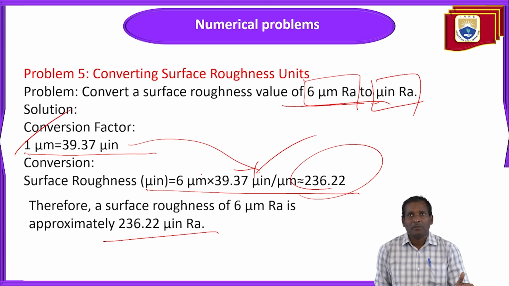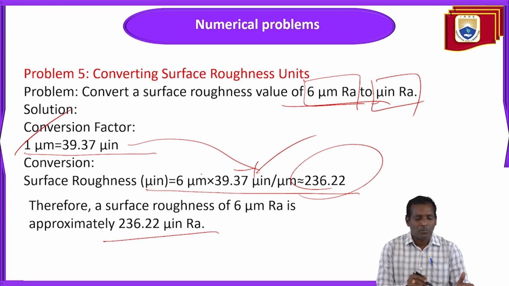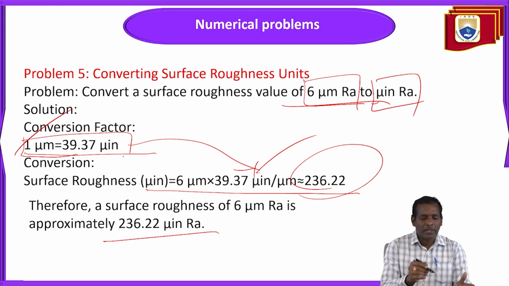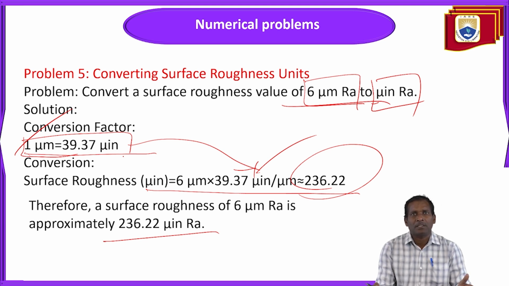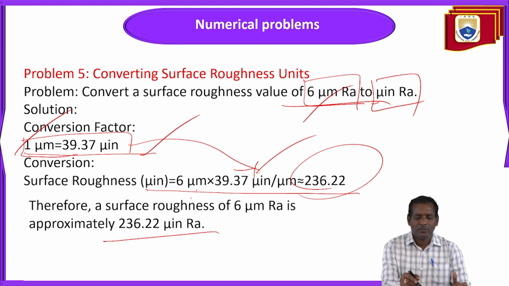Next, converting surface roughness units. The conversion is important: 1 micrometer is equal to 39.37 microinch. So this is very important, remember this point. The surface roughness in microinch is equal to 6 micrometer into 39.37. Given 1 micrometer is 39.37 microinch.